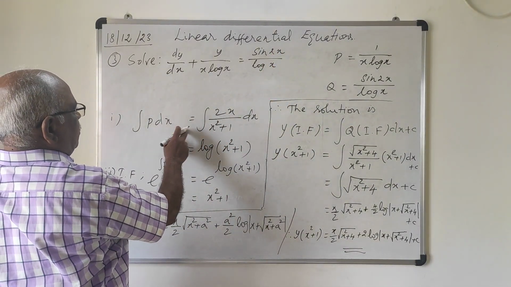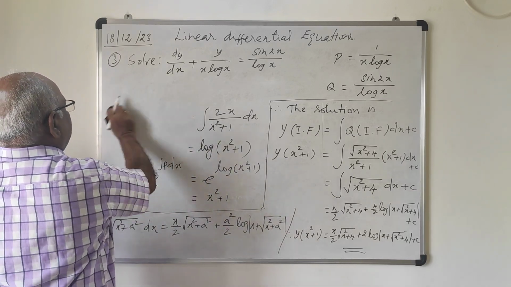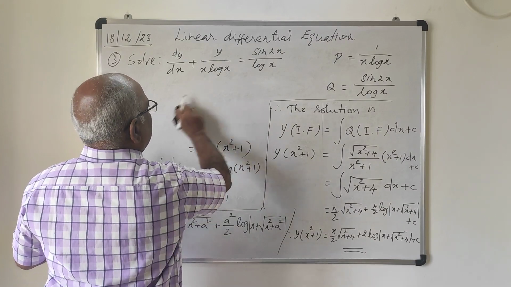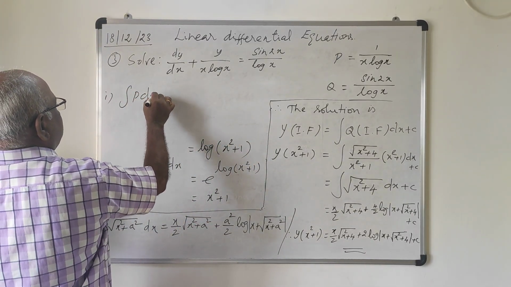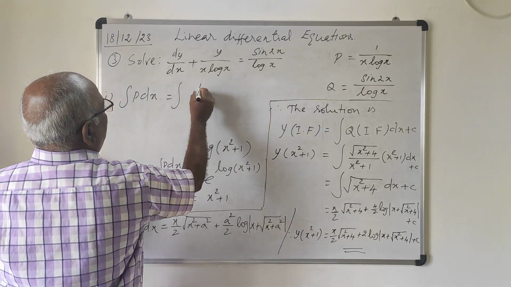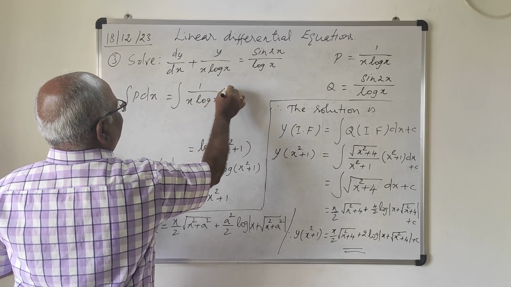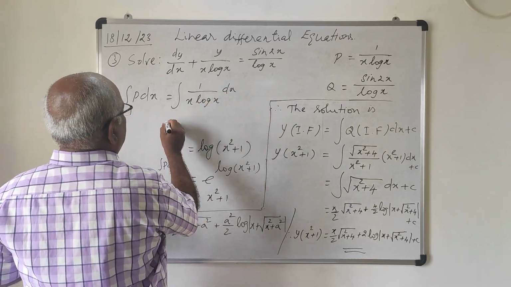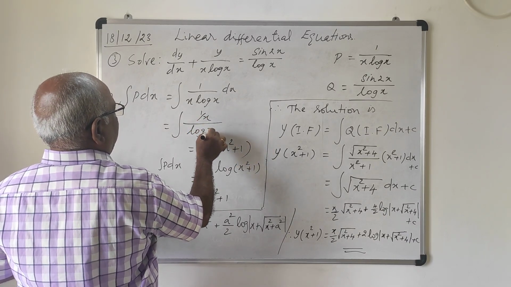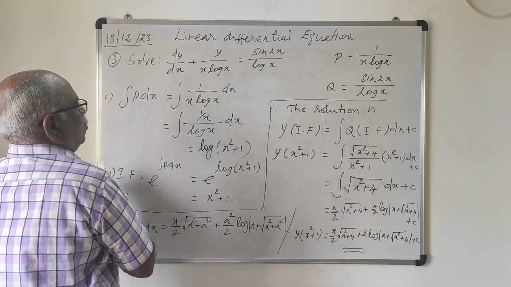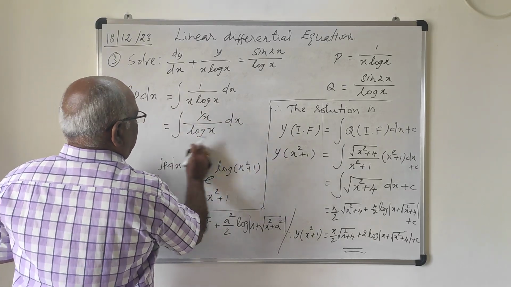So the first step for finding the solution is integral p dx. That is equal to integral 1 by x log x dx. You rewrite this integral as 1 by x in the numerator, by log x.